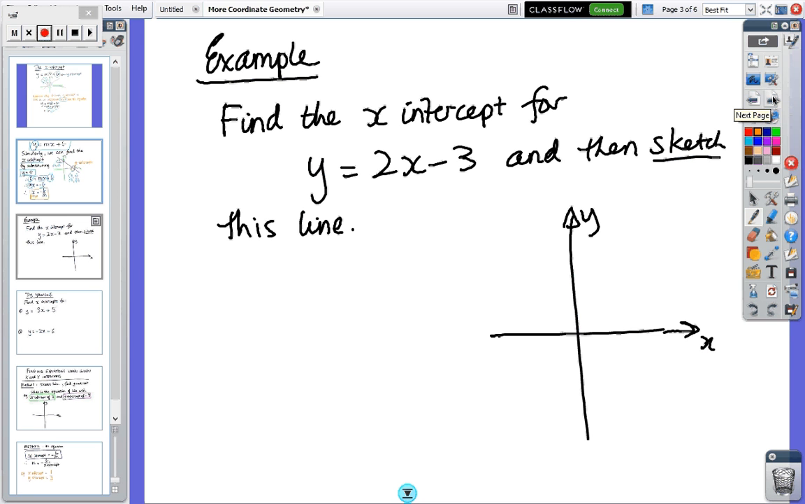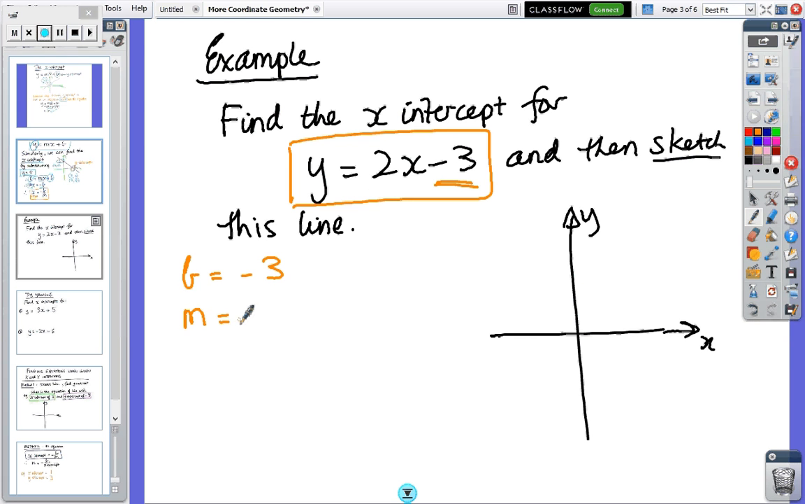Okay, so here's an example. Find the x-intercept for y equals 2x minus 3 and then sketch it. So here's how you could do it. Write down the b value. The b value is minus 3 and the m value is 2. So straight away on your sketch, it's a sketch, not a plot, the y-intercept is minus 3.